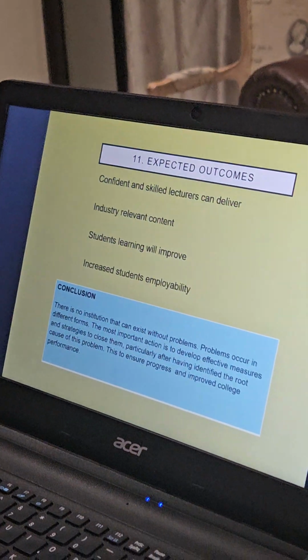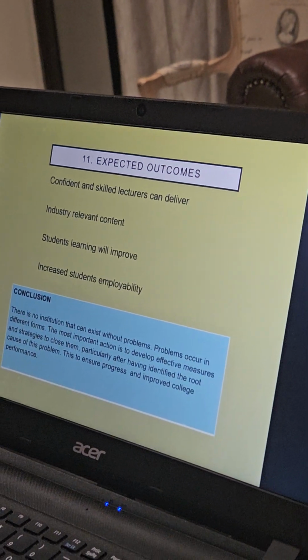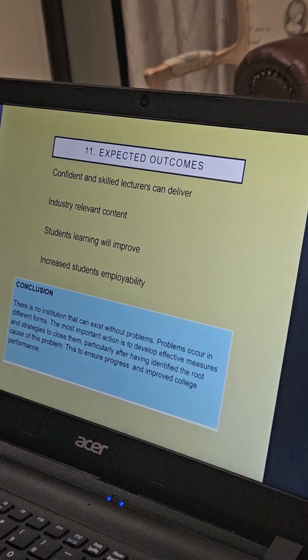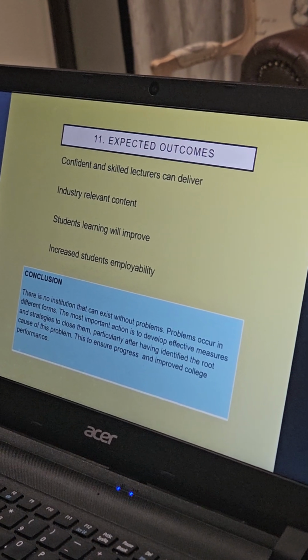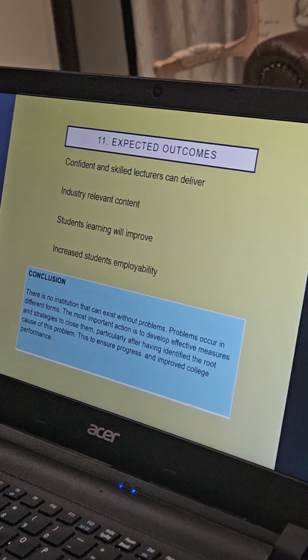What are the expected outcomes of this? Confident and skilled lecturers can deliver. Industry-relevant content will assist the college to improve. Our student learning will also improve and we will have increased student employability.